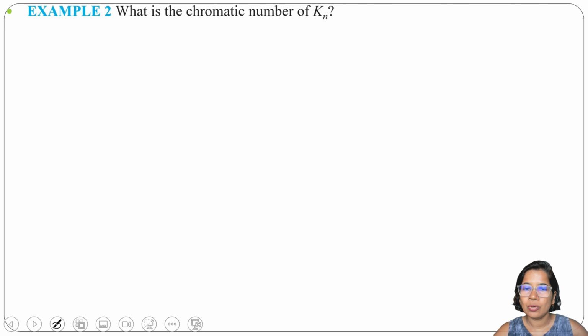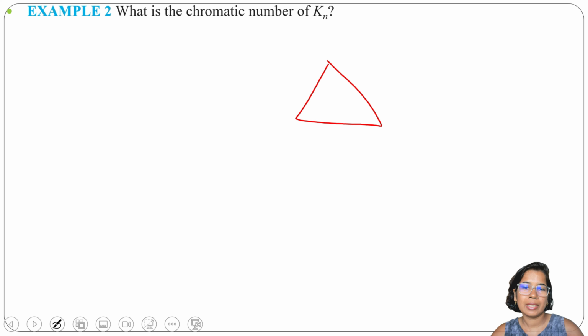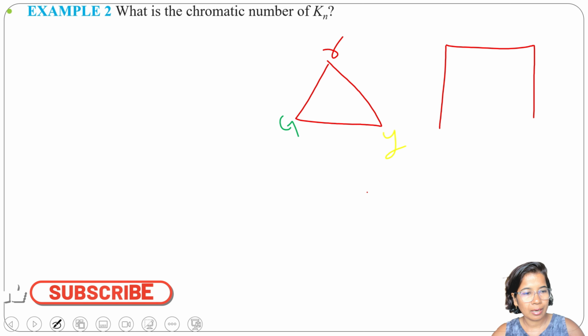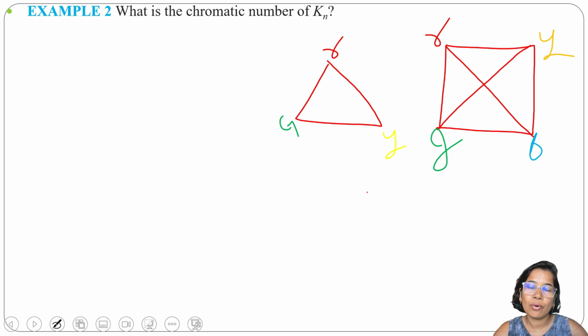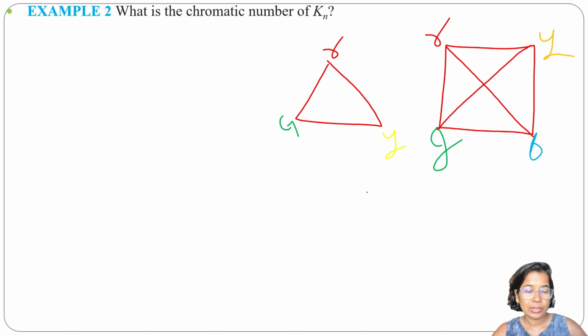Next, example 2. What is the chromatic number of Kn? Kn is the complete graph. Suppose we have a complete graph of 3 vertices. Here let green, yellow, red. We need 3 colors for a complete graph having 3 vertices. Let's take a complete graph having 4 vertices. Here one color can be red, then one can be yellow, blue, green. So we need 4 colors for a complete graph having 4 vertices. In a complete graph, all vertices are adjacent to all others. So that's why we need n colors for Kn. However many vertices there are, that many colors we need.